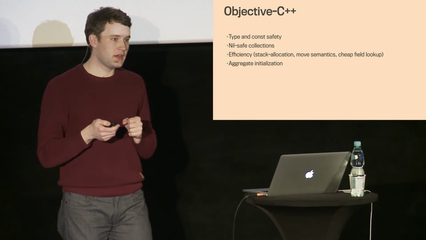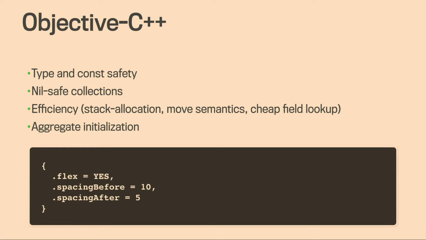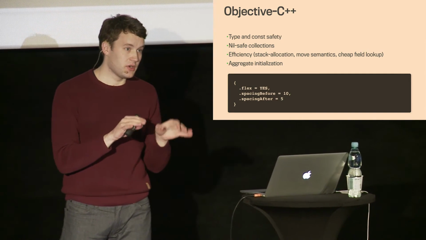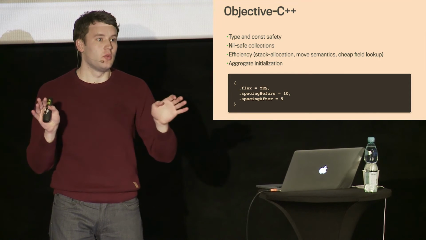And we also get aggregate initialization, which is this crazy syntax here, where you can have a struct and then initialize it being like .flex equals yes, .spacing before equals 10. It's like named parameters, which are my favorite part of Objective-C, but on steroids because you can omit the parameters you don't want to worry about.